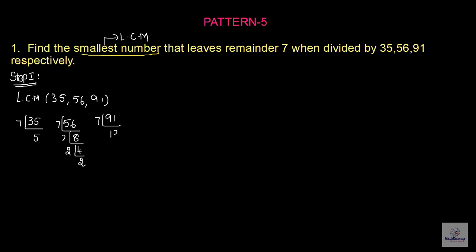91 when divided by 7 we get 13. So 35 can be written as 7 into 5. 56 can be uniquely expressed as 7 into 2 cube. 91 can be expressed as 7 into 13. So here the power of 7 is 1 in all of them. 5 power 1, 2 power 3, 13 power 1.